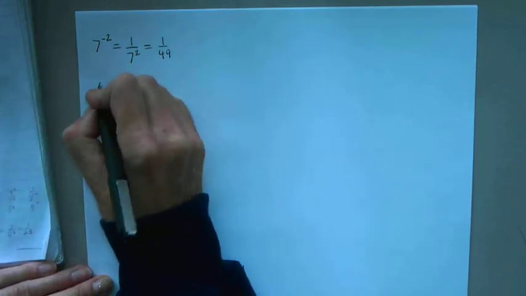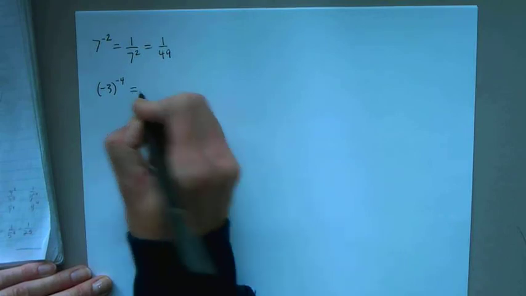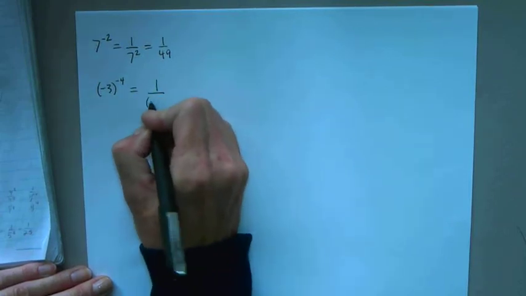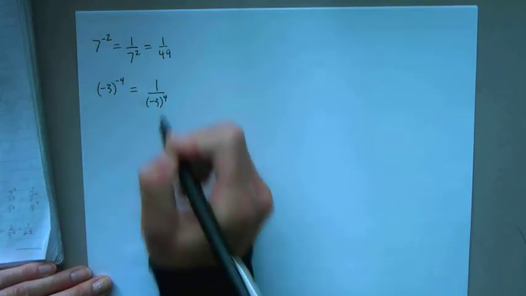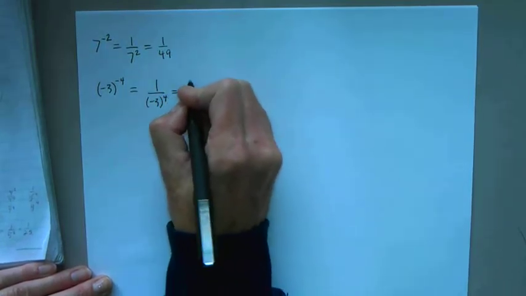If you see a whole base raised to a negative exponent, now you put that whole base on the bottom and raise it to the positive exponent. And I think that's 81, but they might just leave it like that.